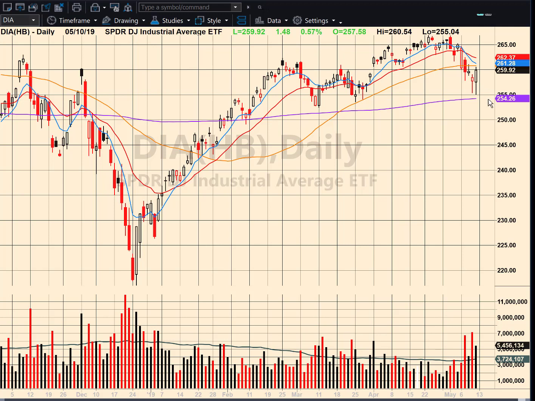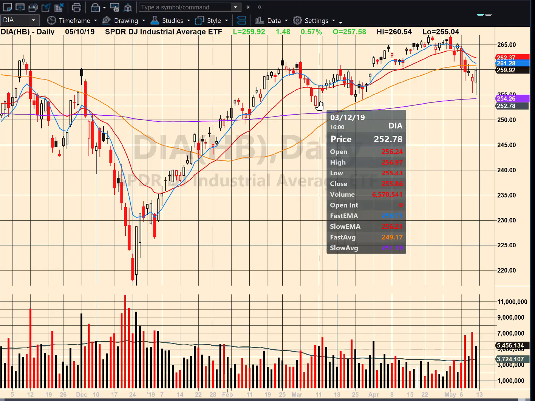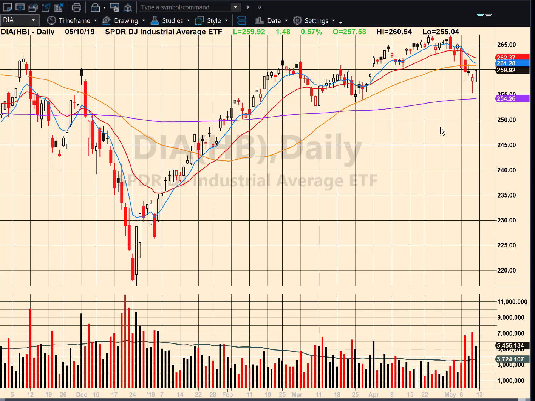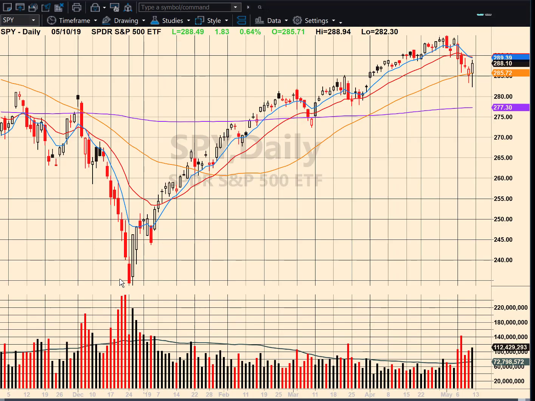But nonetheless, if that purple line falls on the Dow ETF, and that coincides with a break of right around here, so call it 252. So if purple goes, that's about 254, and then 252 falls. That's really it. Then down here is the target, like I've been saying, those previous lows. Not saying we're going to get there, but it's pretty ominous.